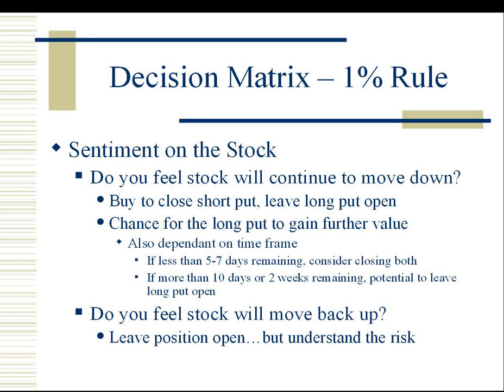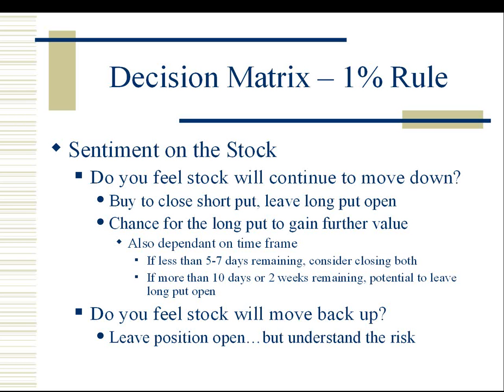Now that this has happened, do we feel that the stock on our bull put is going to continue to move down, or do we feel it's going to stabilize? If we feel it's going to continue to move down, we might buy to close the short put and leave it open. We might convert it to the bear spread that we saw using the pendulum adjustment. Or we may just consider liquidating the position and going.